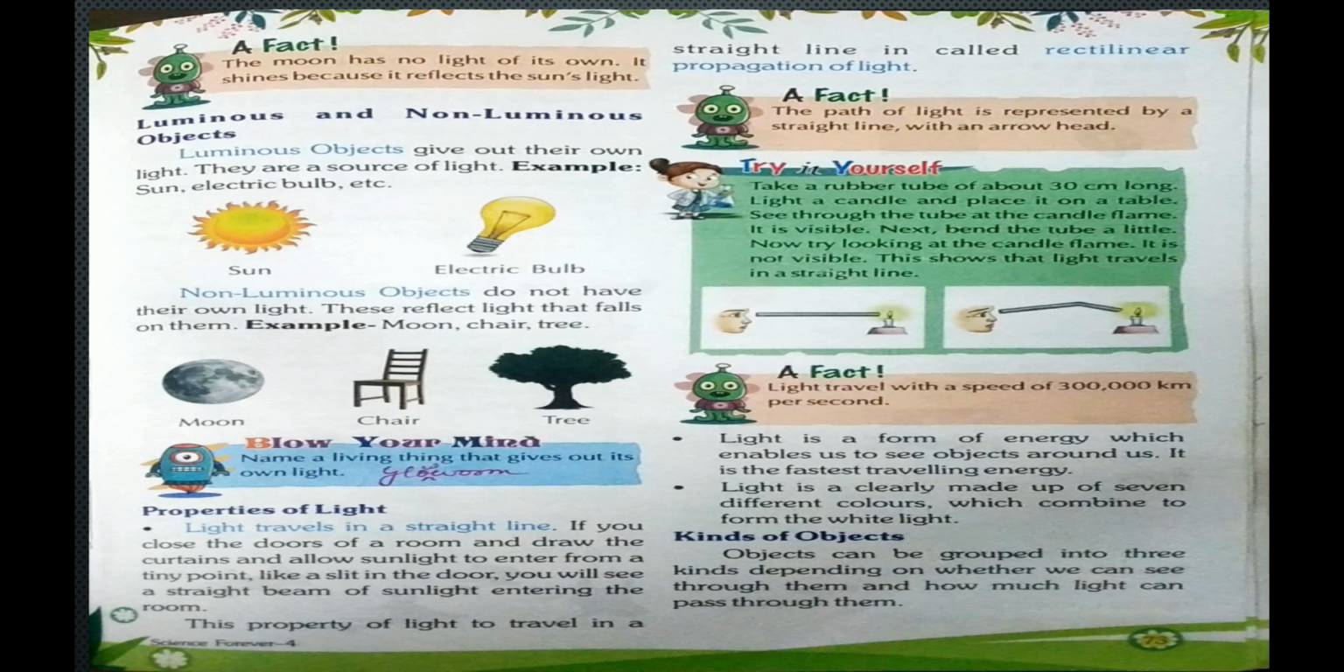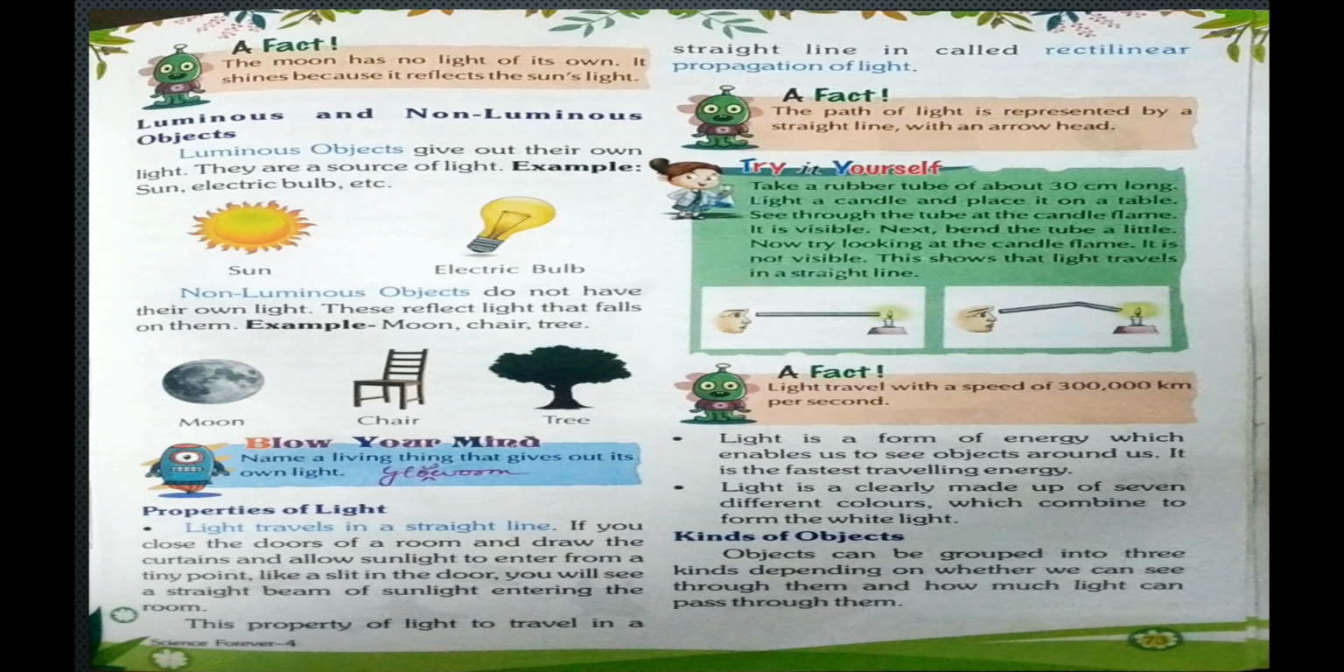Next is non-luminous objects. Objects that do not have their own light are called non-luminous objects. These reflect the light that falls on them. They do not have their own light. For example, moon, chair, tree, many things we can write. Those do not have their own light.